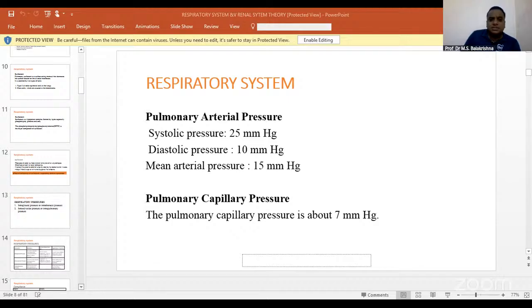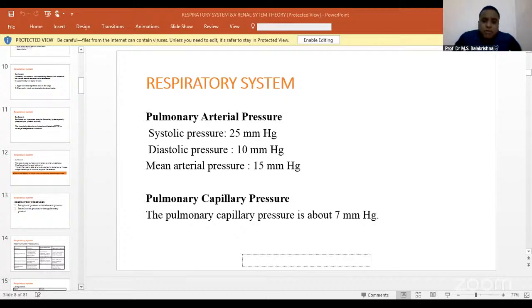So this is the graph of compliance in different conditions: emphysema, normal, fibrosis. Now, the most important part of the respiratory system is the lung volumes. So lung volumes and lung capacities. These are the two terms you should remember. Lung volumes, 4 are there. Lung capacities, 4 are there.